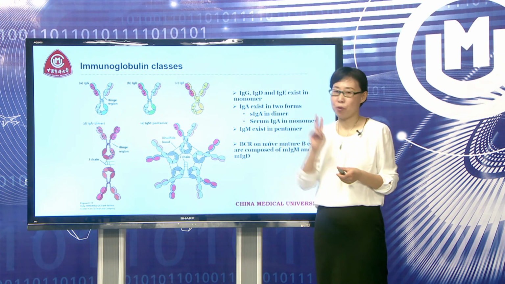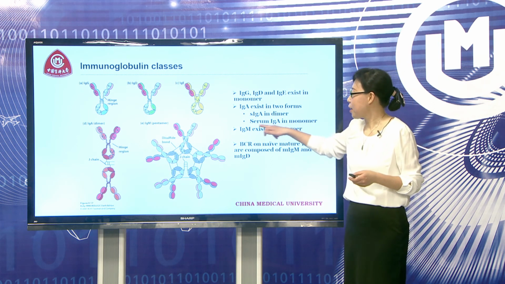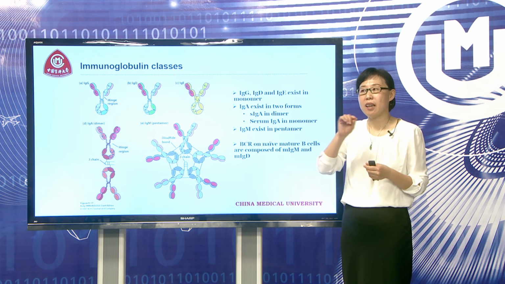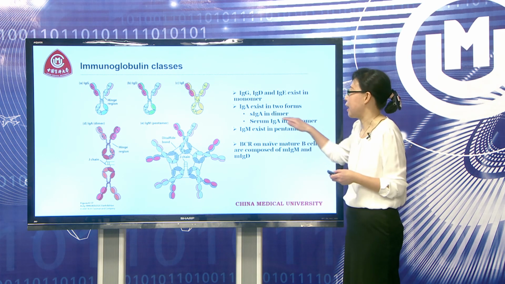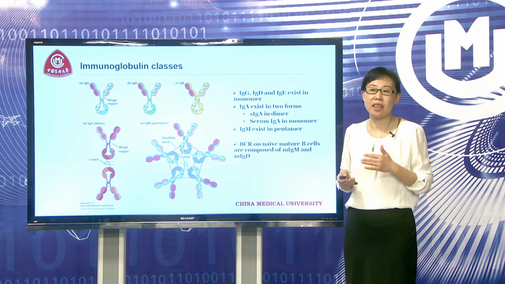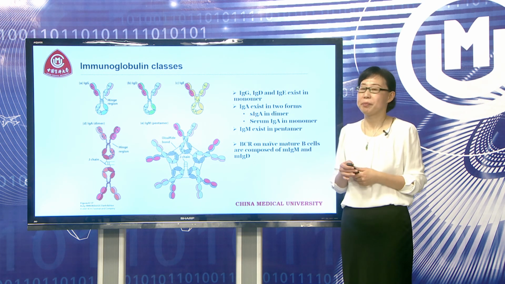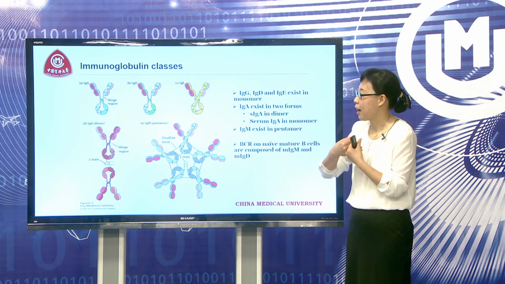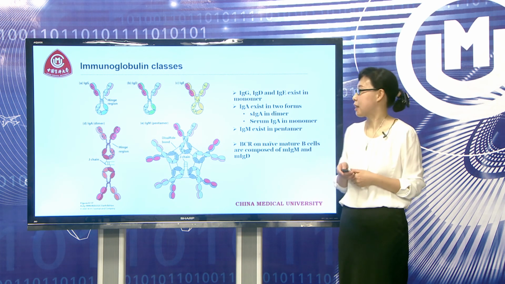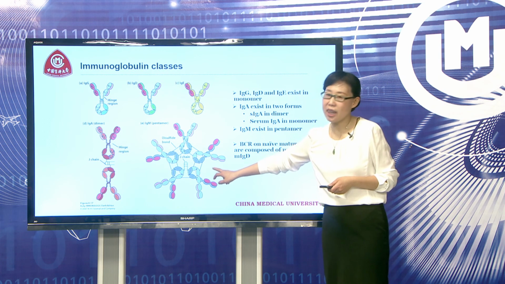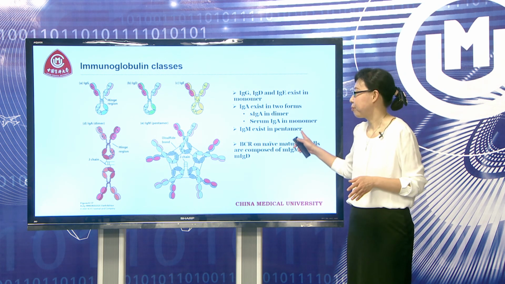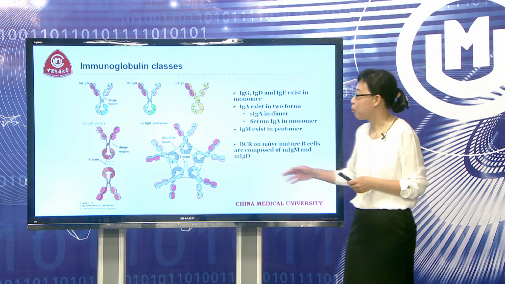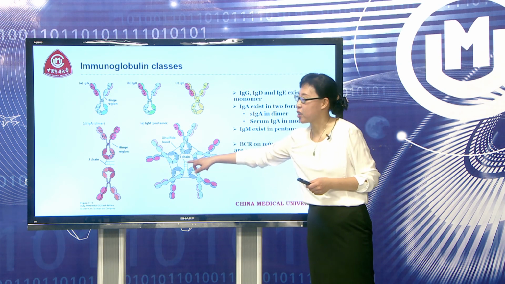And IgA has 2 forms. One, serum IgA, is a monomer. And the IgA in the mucosal system exists as a dimer. Secreted IgA is very important for the mucosal system, which is composed of 2 IgA monomers linked by a J chain and covered by a secretory component. And next, IgM exists as a pentamer in the serum. It is the largest immunoglobulin. It is composed of 5 monomers linked by a J chain.